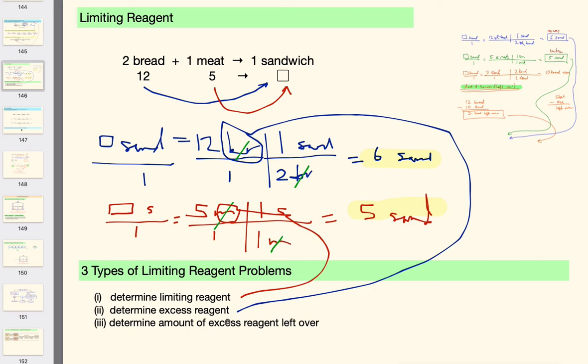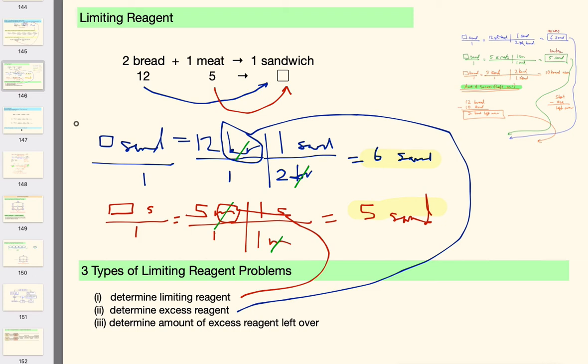Okay? And the next one is the hardest one. Determine the amount of excess that was left over. Now in this case, you could say, if I can only make 5 sandwiches and I'm going to use 10 slices of bread, I've got 2 slices of bread left over. Well, you can see where that would be important in the real world. When you use up a reagent, you need to know how much you have left over of the other material. Why is that? Because you need to know if you need to order some more or not. If you've got to make 100 sandwiches and you do the math and you've only got 2 slices of bread left over, you need to order some more.